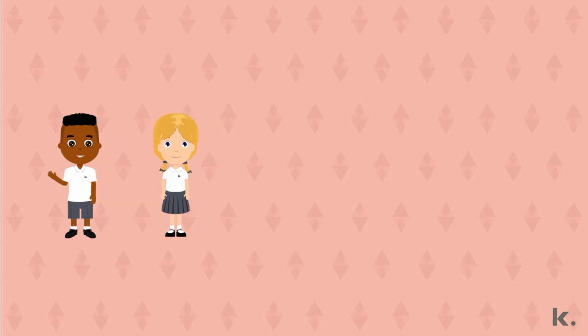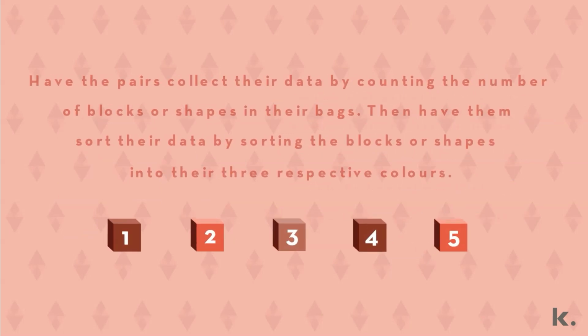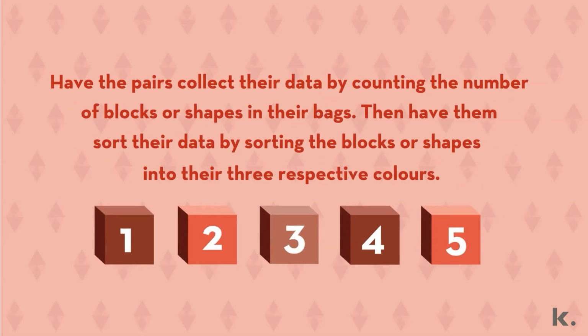Allow the children an opportunity to experience sorting data by building their own graphs of concrete objects. Provide each pair of children with a bag of 3 different colored Unifix blocks or 3 different color shape cutouts. Vary the number of each color block or shape. Have the pairs collect their data by counting the number of blocks or shapes in their bags.